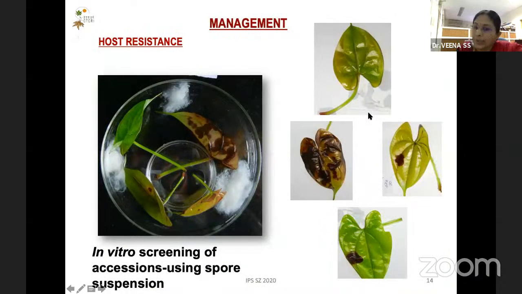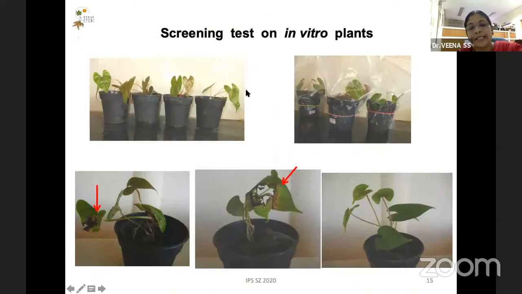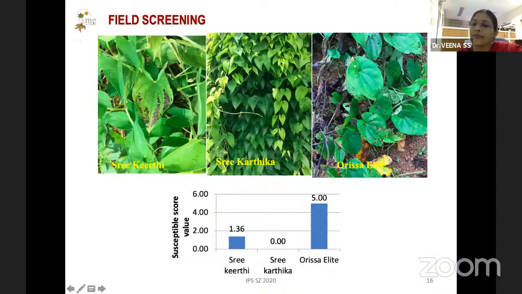Coming to the management strategy, in all the management strategies we give maximum emphasis to developing resistant varieties. For host resistance, all our germplasm is being screened for susceptibility to yam anthracnose. This is the in vitro technique we use for screening. Then the second stage, once some result is coming, we go to the next stage in small pots. And after that, it is field screening.